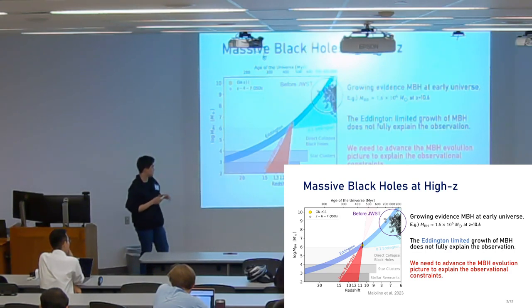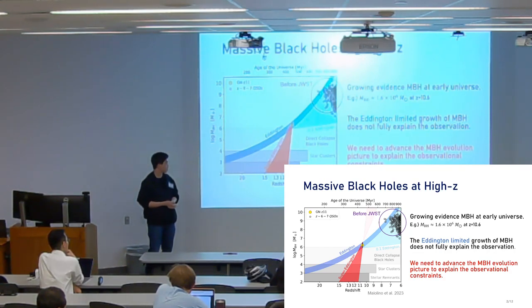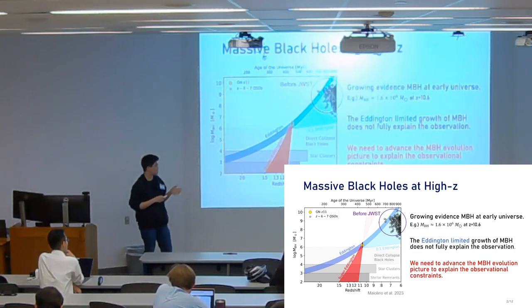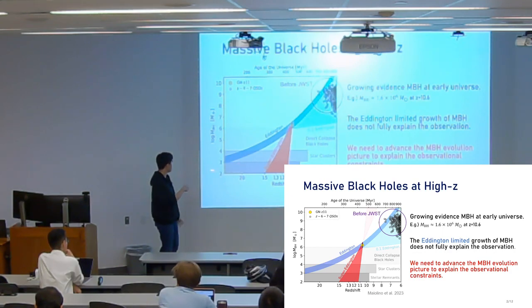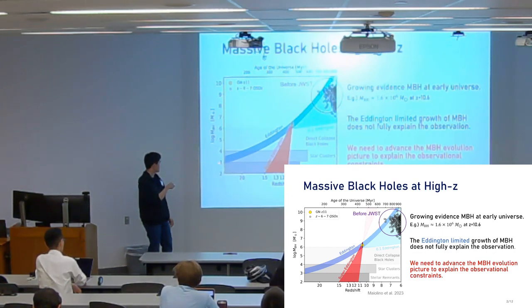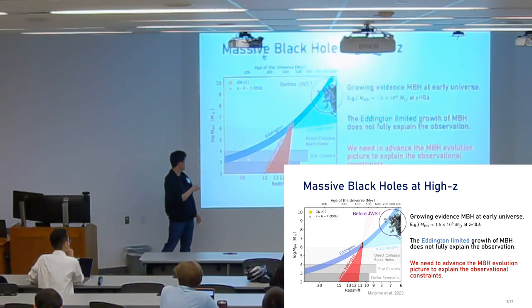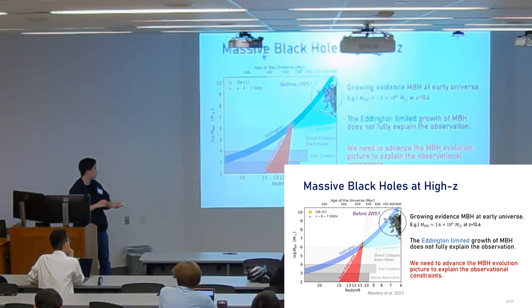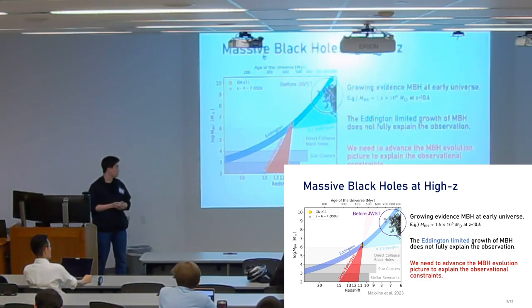But there is one subtle problem: the masses of these massive black holes are very difficult to explain, because the growth rate of massive black holes is capped by the so-called Eddington limit. The Eddington limit is where the radiation pressure from the accretion disk blocks the further inflow of gas. Therefore, it forms an upper limit on the growth rate. So given the Eddington limit, we need a black hole at extremely high redshift, or we need super-Eddington growth, but it is very hard to fully explain in the current picture. So we need to devise a new massive black hole evolution picture to explain the observational constraints.